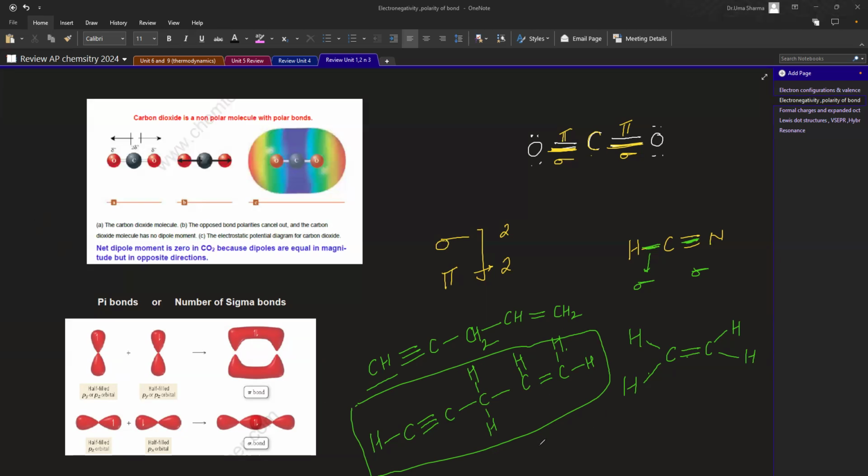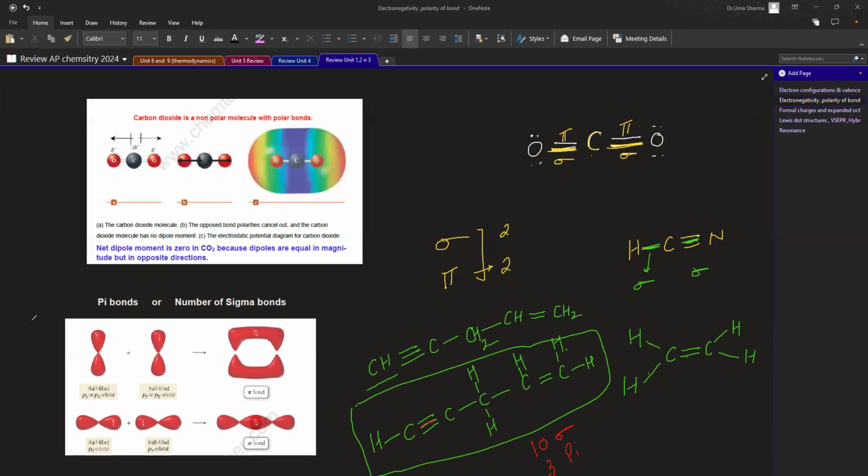There are 10 sigma bonds, okay? Yes, Aditi is also saying 10. And how many pi bonds? 3 pi bonds. Anyone who is not understanding how to count sigma and pi? In multiple bonds, one bond is always sigma, the other bonds are pi bonds. Only one is sigma, others are pi in multiple bonds. If it is a single bond, it's sigma only.